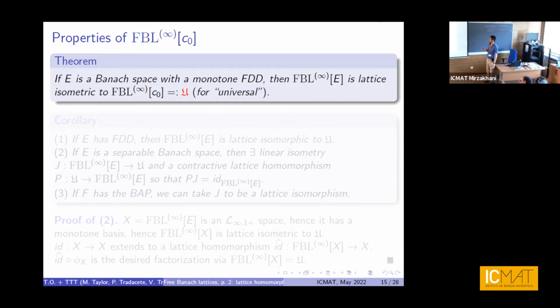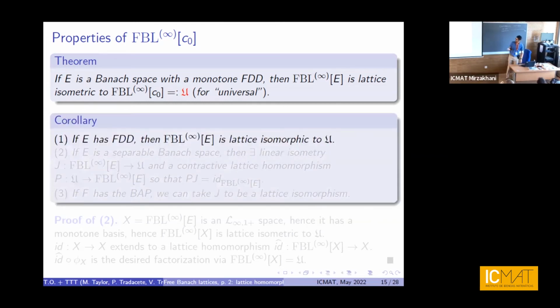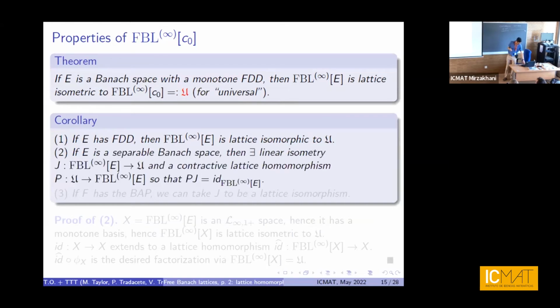So I have this. Whenever we have a monotone FDD, then we have that the infinity free Banach lattice is lattice isometric to this particular one, which I will denote by U, this fractal U, for universe. And the question is, as I mentioned before, what can we do without the FDD assumption or without the monotone FDD assumption? Well, first of all, if we relax monotone FDD to just FDD, then we just get a lattice isomorphism to this universal object.